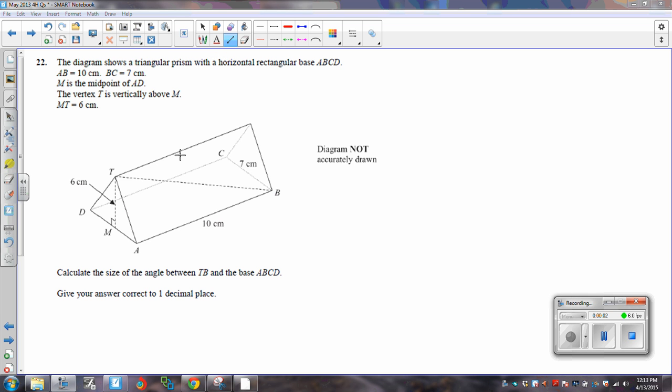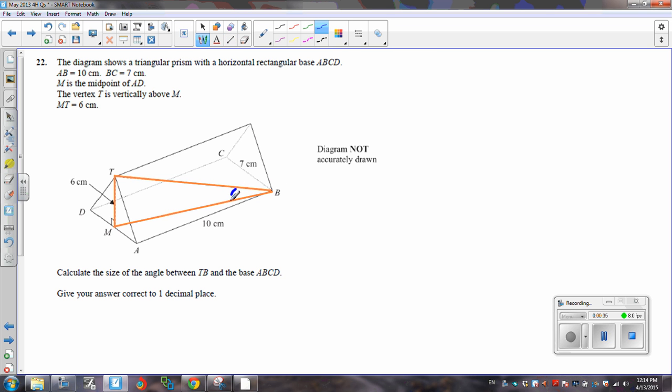Okay, first of all, it's important to realise which angle it is you're being asked to find here. So we want the angle between TB, that's here, and the base ABCD, so that's this rectangular base. What you normally do to find the angle between a sloping line and the horizontal is draw a perpendicular, which goes vertically downwards from the top corner down to the base, and that's this here, TM, which means the angle that we want to find, if I draw in this triangle here, is this one here.